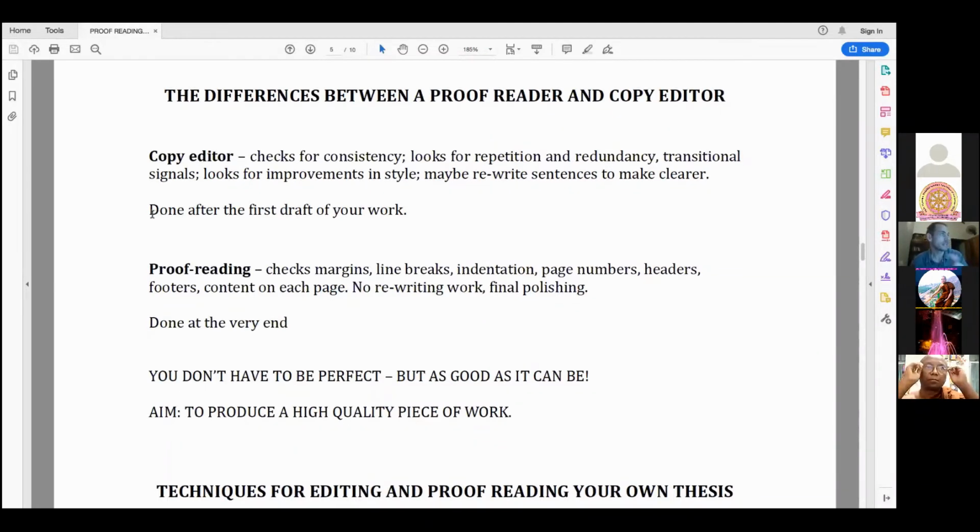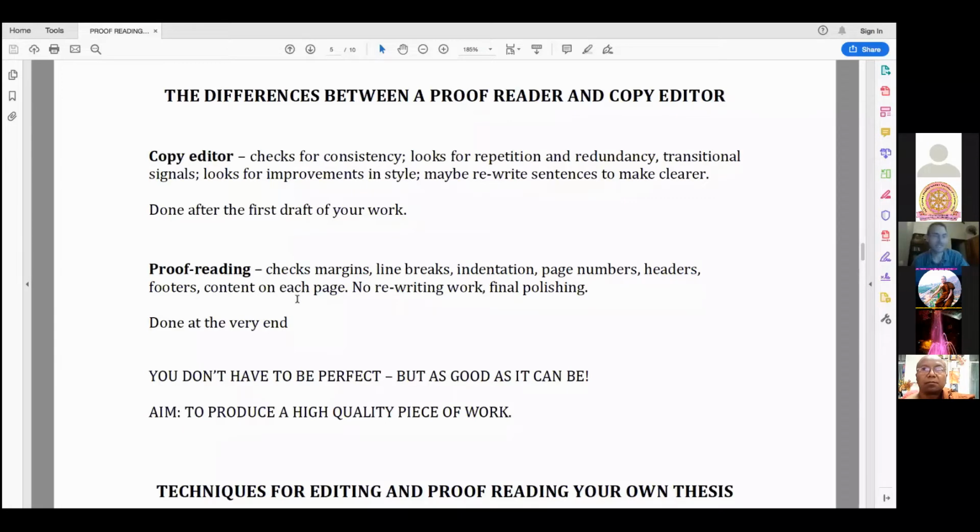And it says here that it's done after the first draft. So the copy editor is really coming before the end. The first draft could be the first draft of a chapter. Some students like to check chapter by chapter. Maybe other students, they'll wait until they've finished all the chapters and then they will ask someone to check it. Okay, so it just depends what you want.